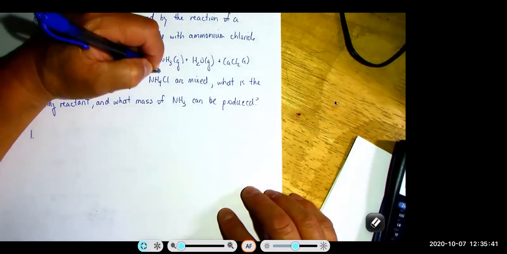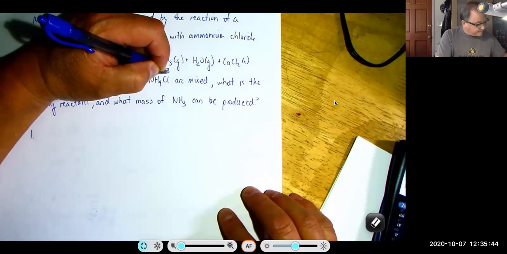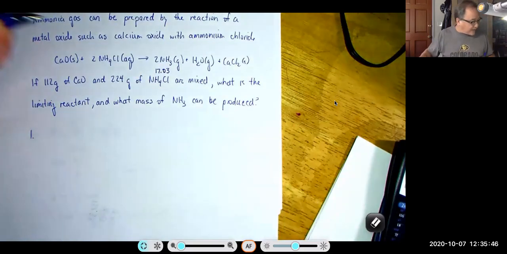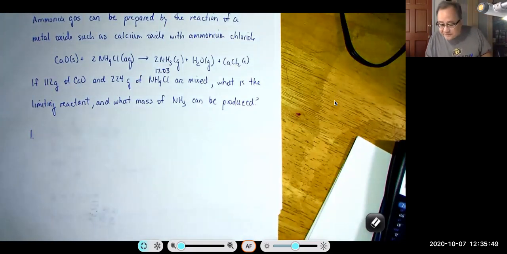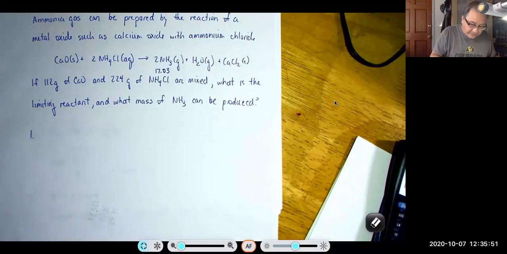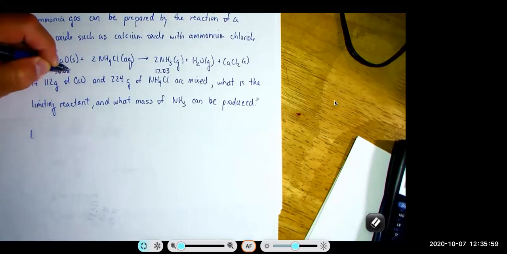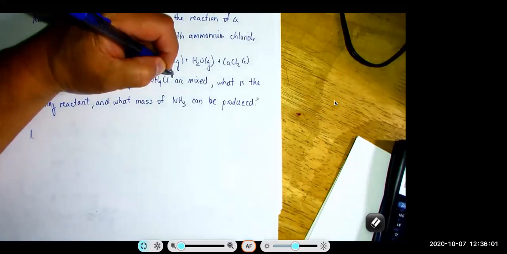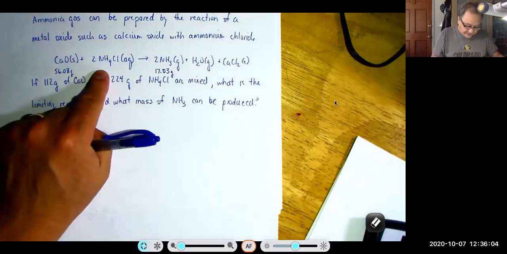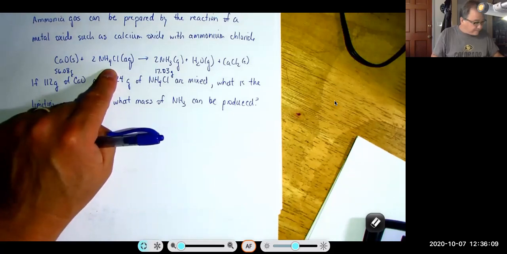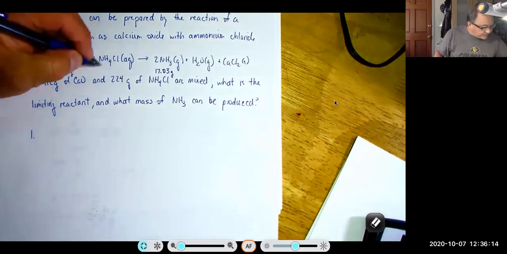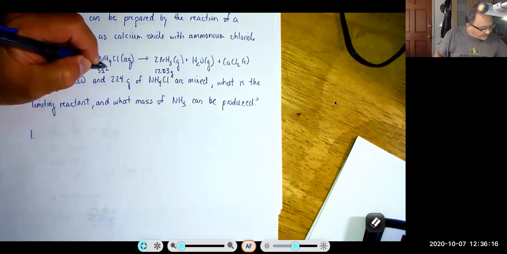So ammonium has a molar mass of 17.03. Calcium oxide has a molar mass of 40.08 plus 16. So this is 56.08. And ammonium chloride is 14.01 plus 4 times 1.008 plus 35.45. So this is 53.49 grams.